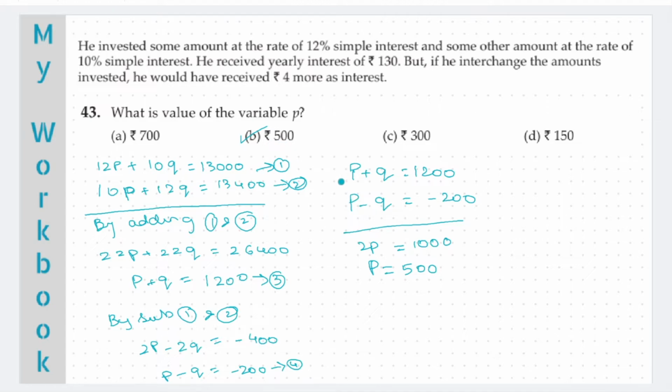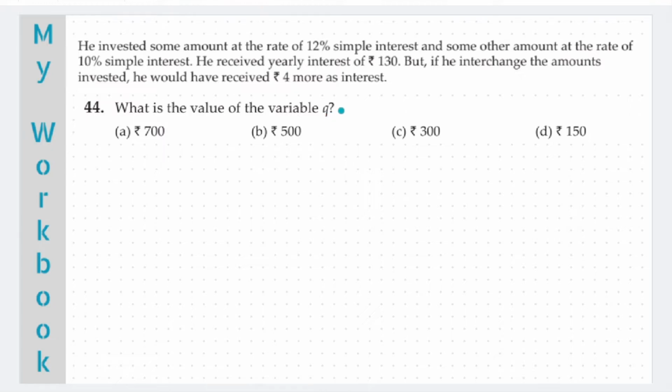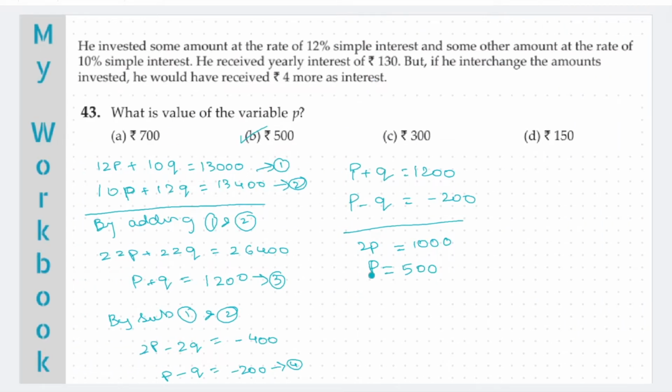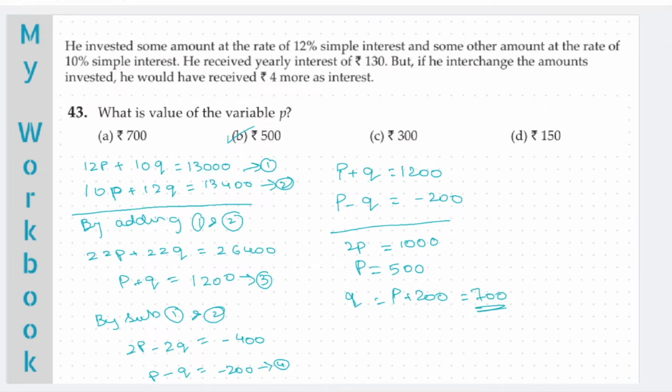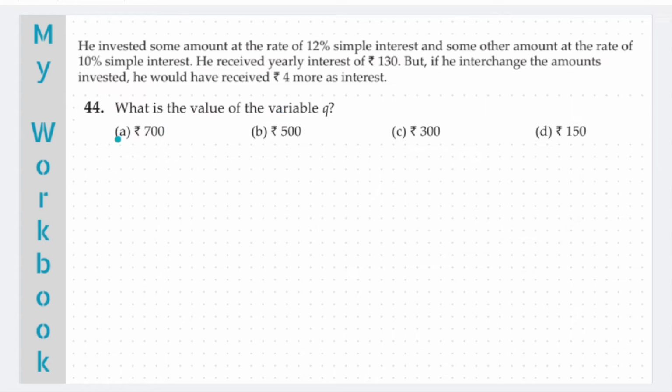Now in the next question, I think they have asked us to solve for Q. What is the value of the variable Q? So let's go back here. If P is 500, P minus Q is minus 200. So Q will be P plus 200, which is equal to 700. So option A will be the answer for the 44th question.